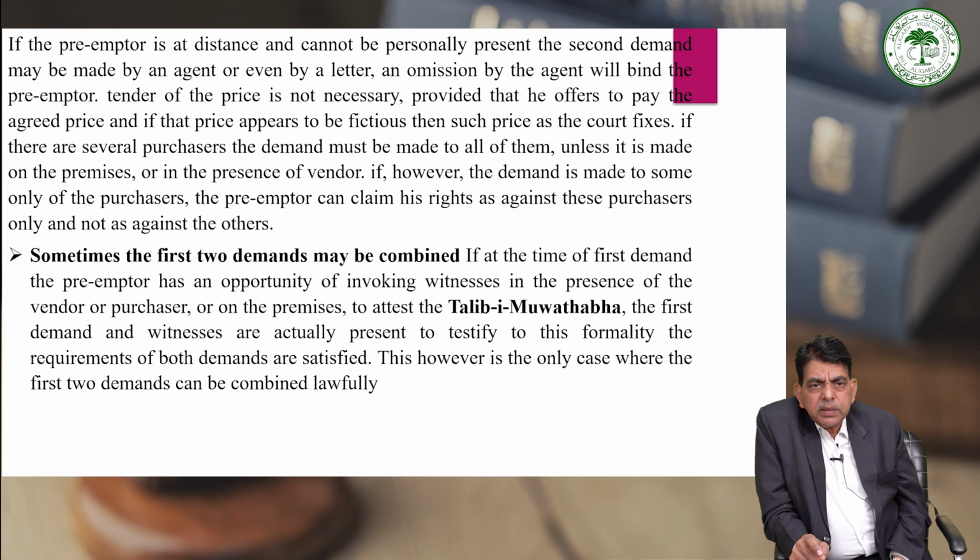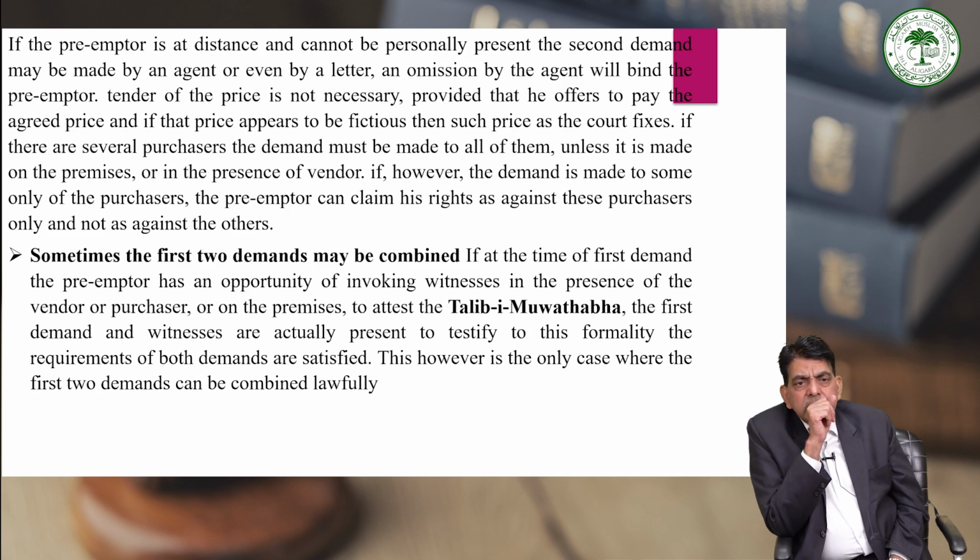If the pre-emptor is at a distance and cannot be personally present, the second demand may be made by any agent authorized by him, or even by a letter, and an omission by the agent will bind the pre-emptor. Tender of the price is not necessary, provided that he offers to pay the agreed price, and if that price appears to be fictitious, then such price as the court may fix.